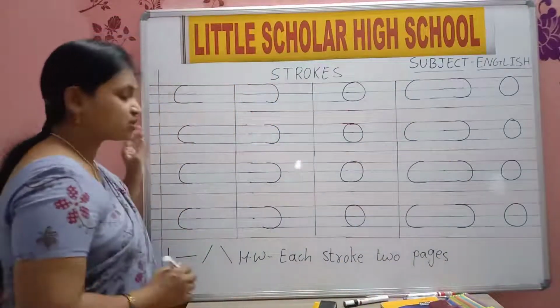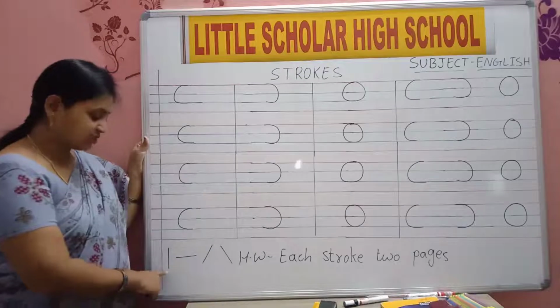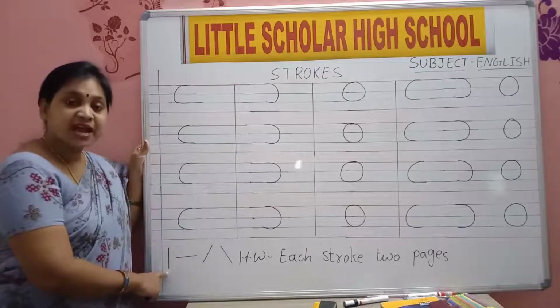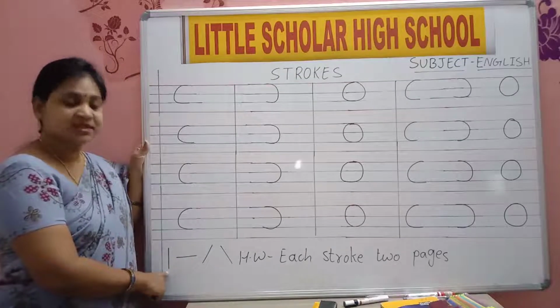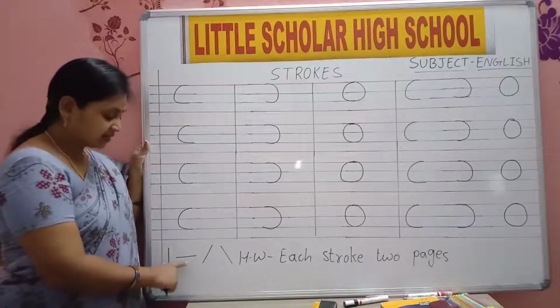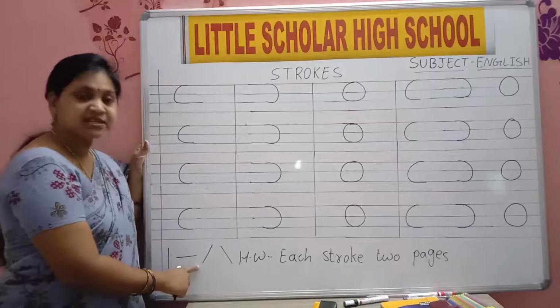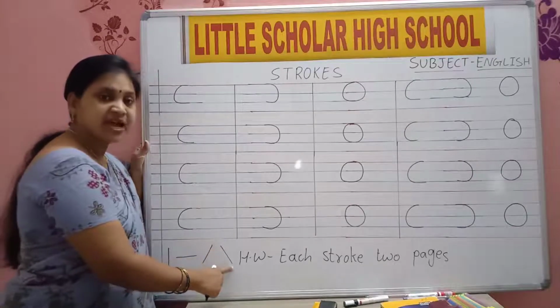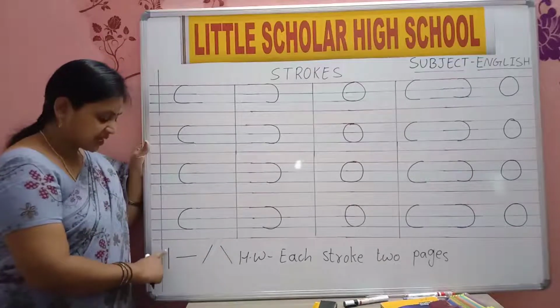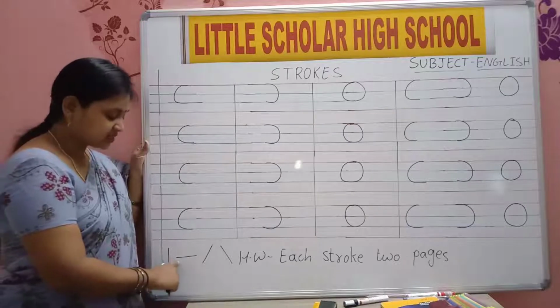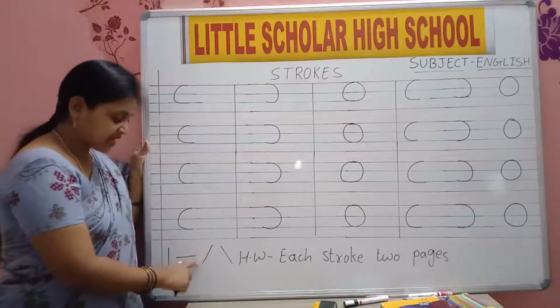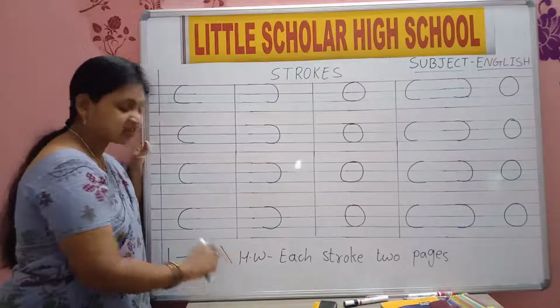So how many strokes we have learned? Yes, which line is this? Standing line. Which line is this? Standing line. Then sleeping line, slanting line, slanting line. Once again, standing line, sleeping line, slanting line, slanting line.